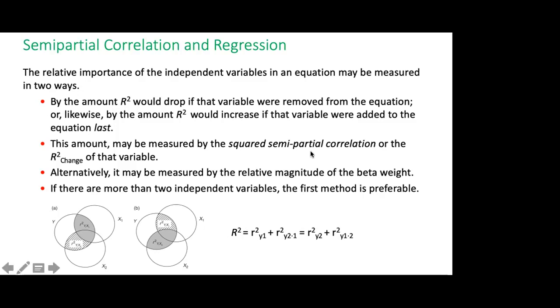Or we may measure it by the relative magnitude of the beta weight, by the standardized beta. But if we have more than two independent variables, so more than two predictors, the first method is preferable. The first method is always preferable. I wanted to add the beta weight for the sake of completeness. That is why we have the standardized beta weights, to make them comparable, but we should always focus on the change in r squared, always.